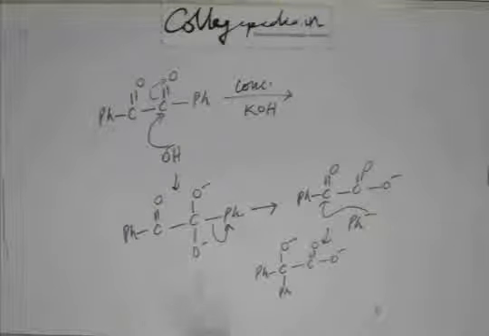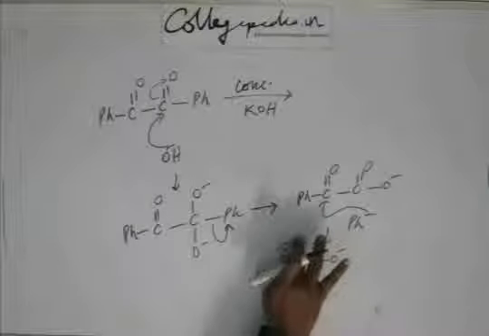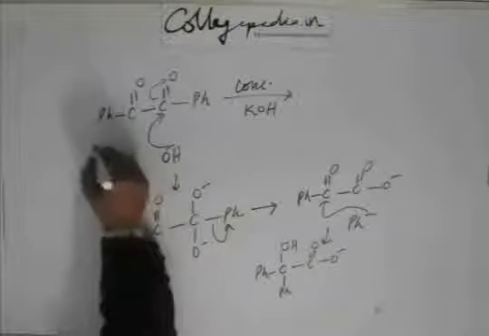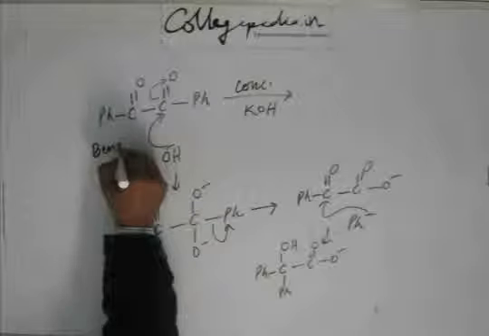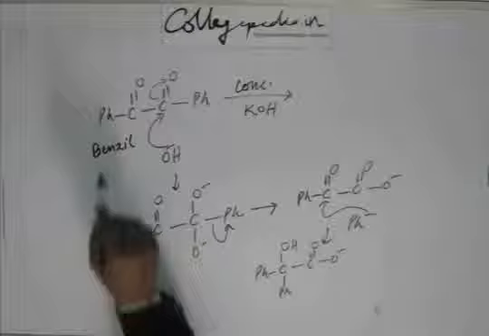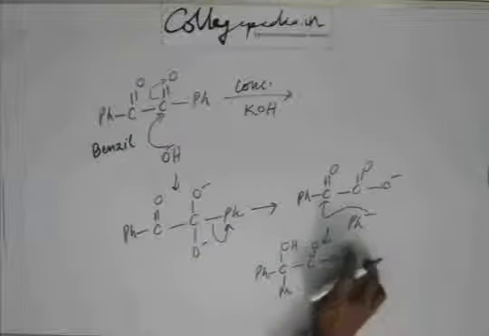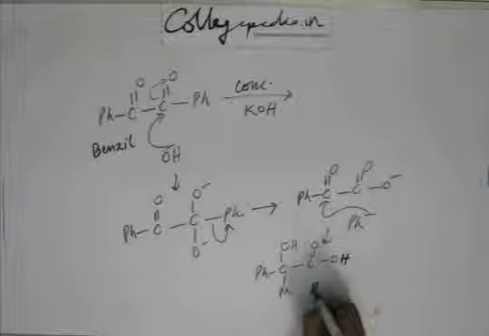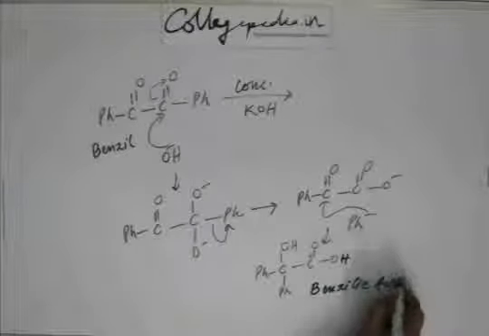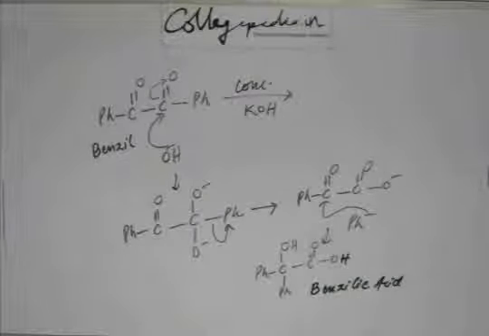And as we have discussed before, this O minus will turn into OH. So this is an anionic form of benzilic acid. This is called benzil, B-E-N-Z-I-L. Know this because it will reappear somewhere in the course. This is benzil. And if you protonate this with hydrogen, this is benzilic acid. So this is the benzilic acid conversion.